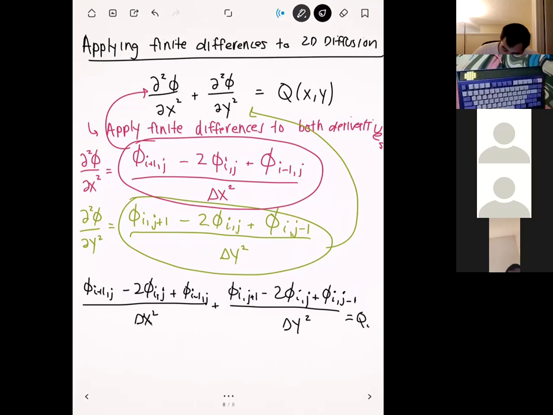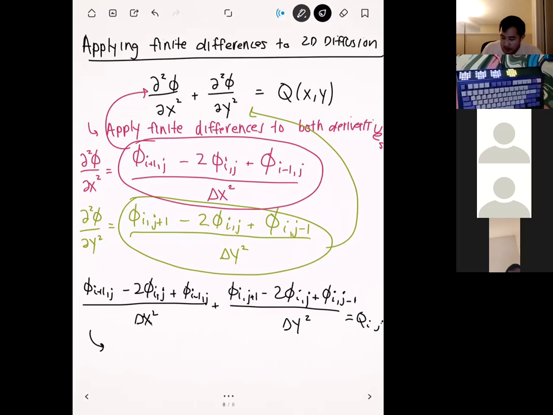Actually, let me label this. So I'll call this q at i comma j, because it's going to be our source term evaluated at the i and j nodes. All right. So all I did basically there was just plug in our finite difference approximations for the derivatives back into our 2D equation.